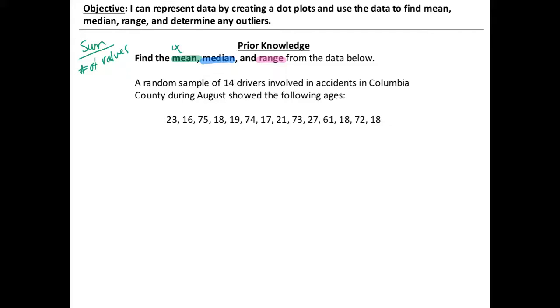So in this case, add all of those numbers and then divide by 14 because we have a total of 14. For the median, remember this is the middle number, whichever number is in the middle. And then for the range, how do we calculate the range? Do you guys remember for range? You add the lowest number and the highest number together, right? Not add, but subtract. Max minus the min.